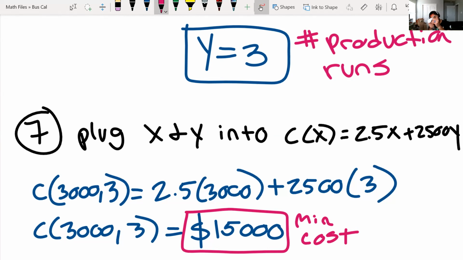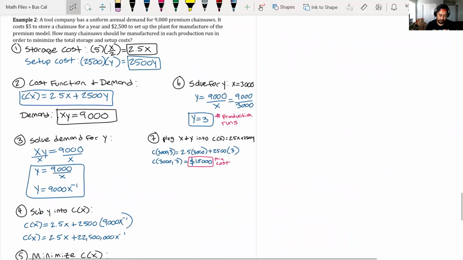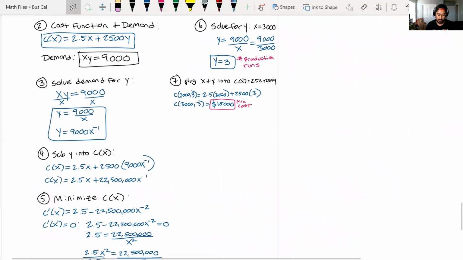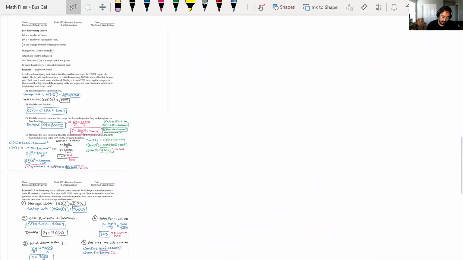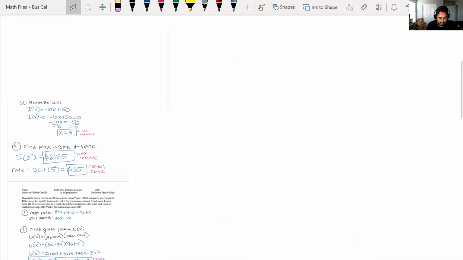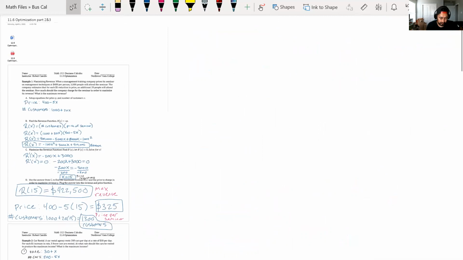Woo-wee. That is it. Okay, awesome. That is optimization part 2 and 3. Not bad. All right, that's it.